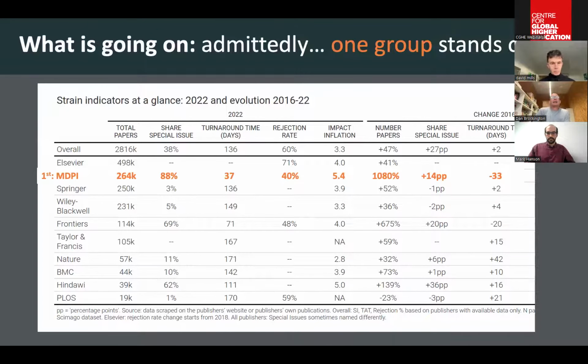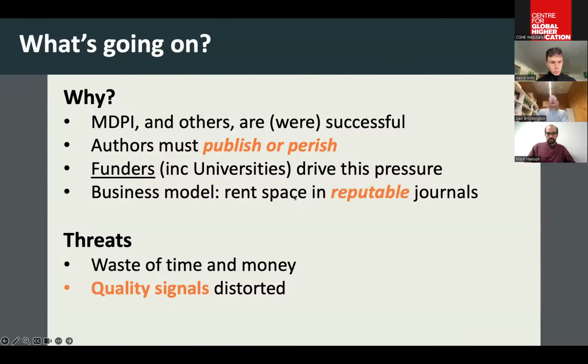It has by far the second greatest increase in total papers, the second greatest contribution in absolute terms of total papers, the largest share of special issues, shortest turnaround times, lowest rejection rate, and change in all those figures too. What we think is going on here is that MDPI and other publishers like them, Frontiers now, Hindawi once, are being very successful in their business model.